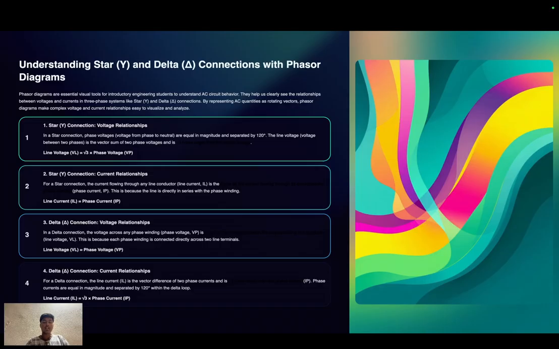Star connections are typically used on the secondary side of transformers and in long distance power transmission because the neutral point allows two voltages, line to line and line to neutral, and supports both single phase and three phase loads.